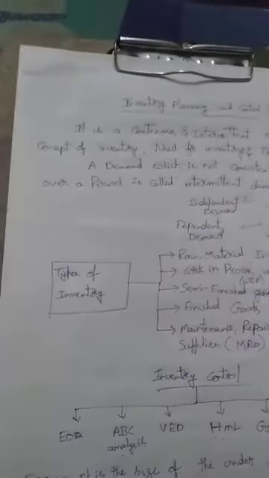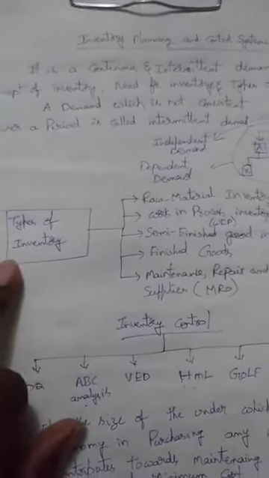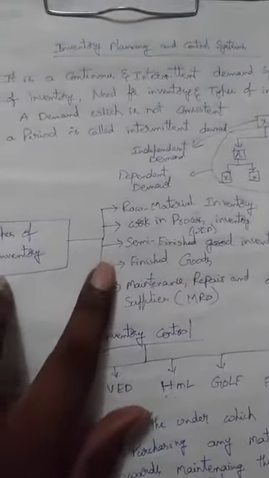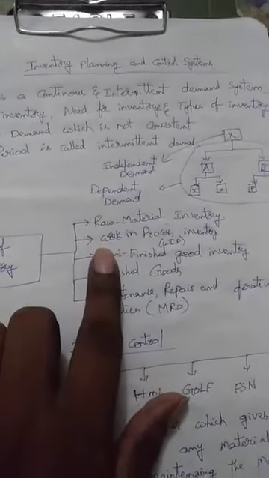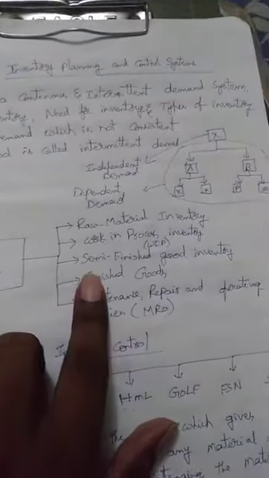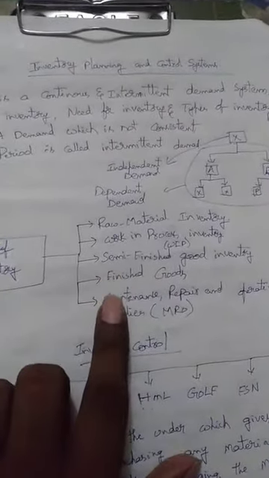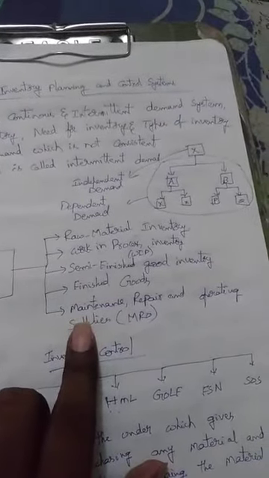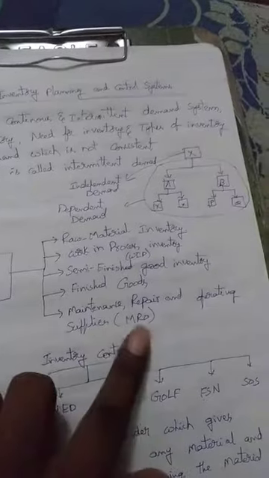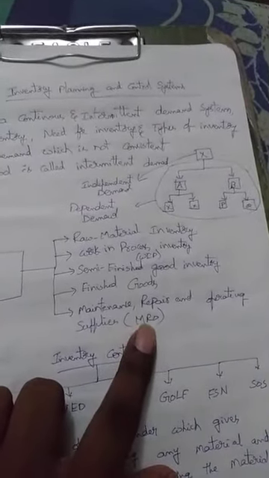Whereas coming to the types of inventory, there are 5 categories. First one is raw material inventory. Second one is work in process inventory. Third one is semi-finished goods inventory. Fourth, finished goods inventory. And the next one is maintenance, repair and operating supplies, that is treated in our operations management subject as MRO.